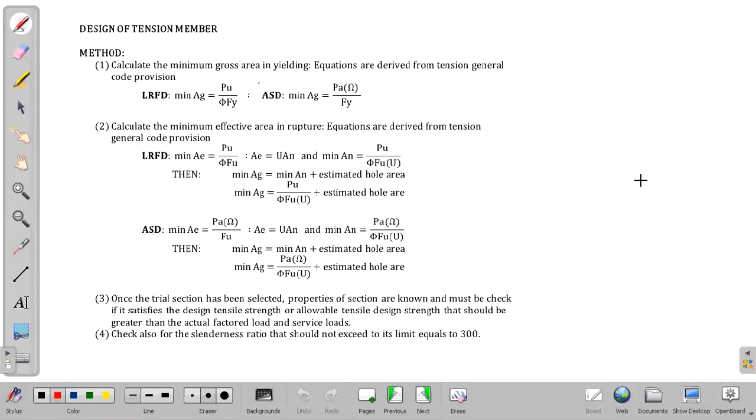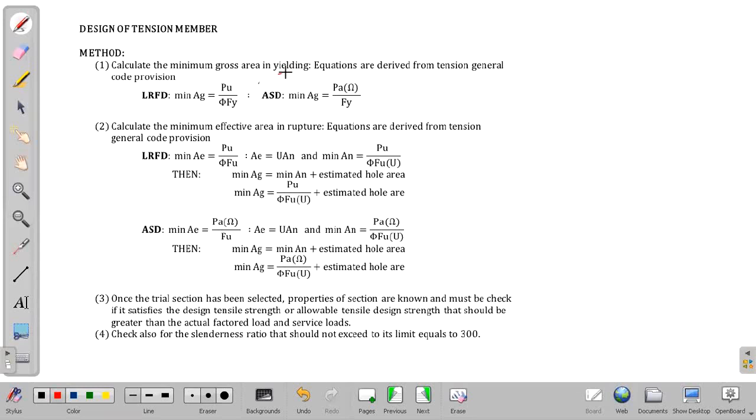Okay, so we have here the method or the procedures in designing tension members. First, we have to calculate the minimum gross area in yielding. So remember, we have two limit states when we're talking about tension members: the gross section yielding and the net section fracture.